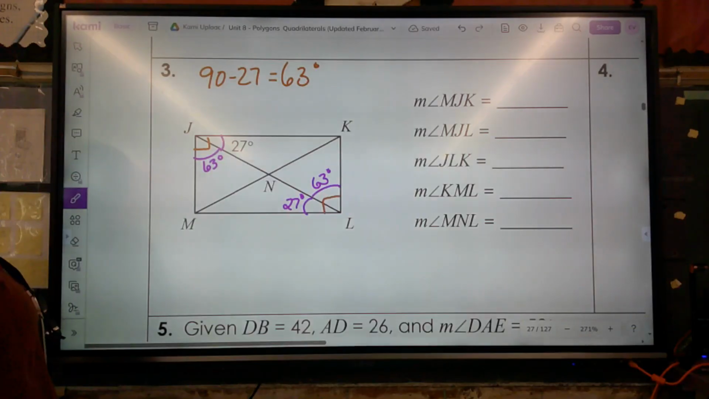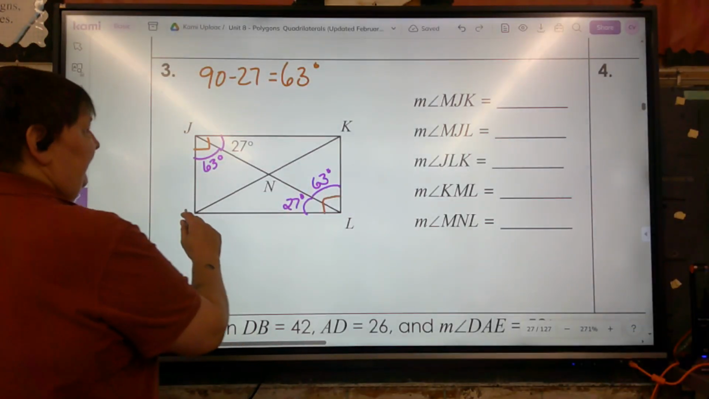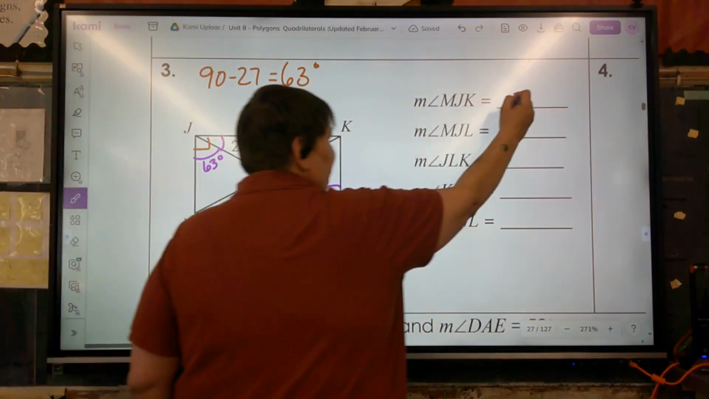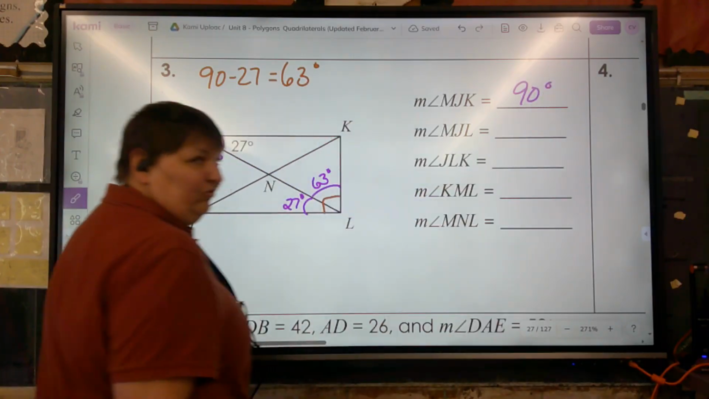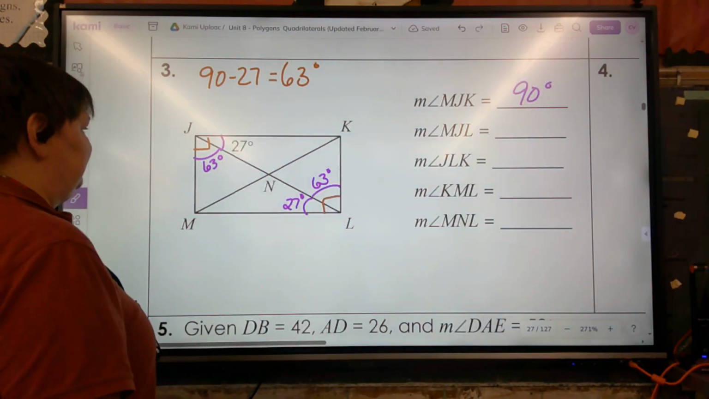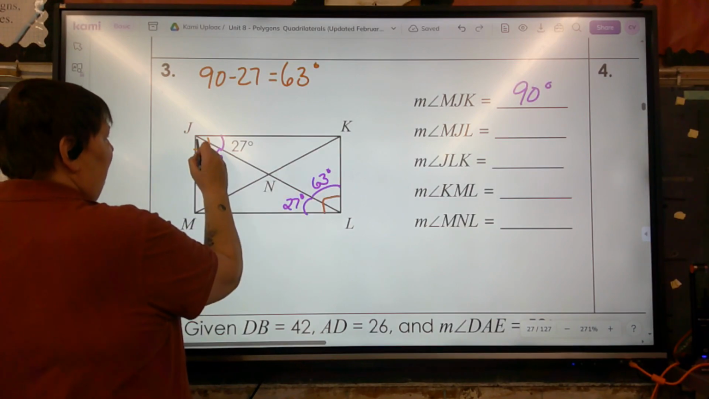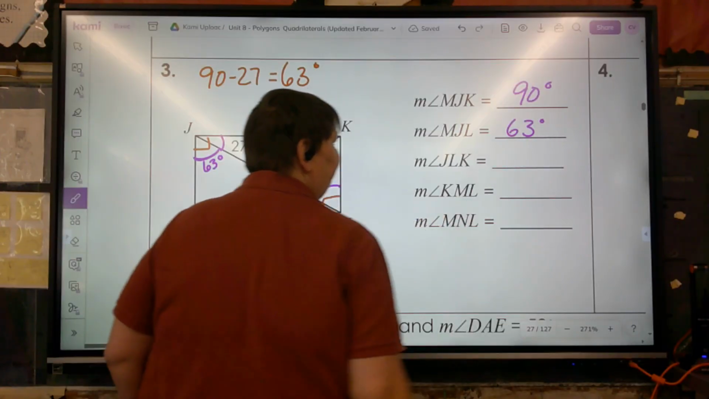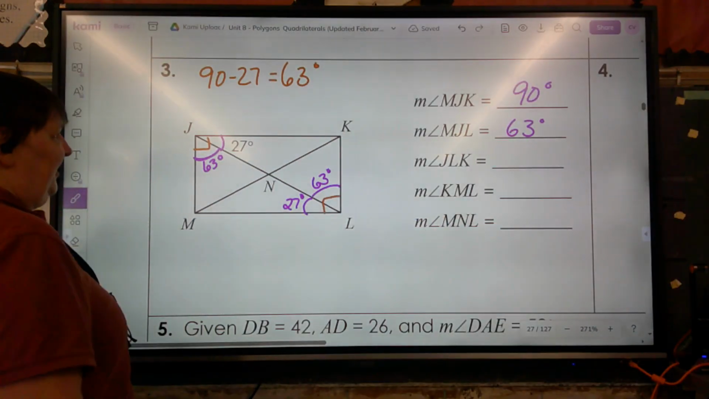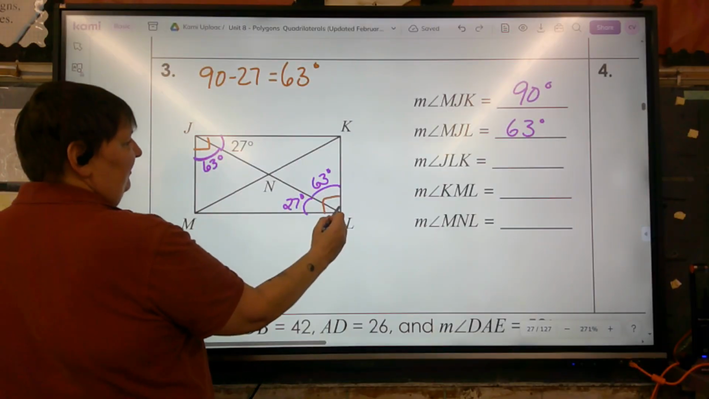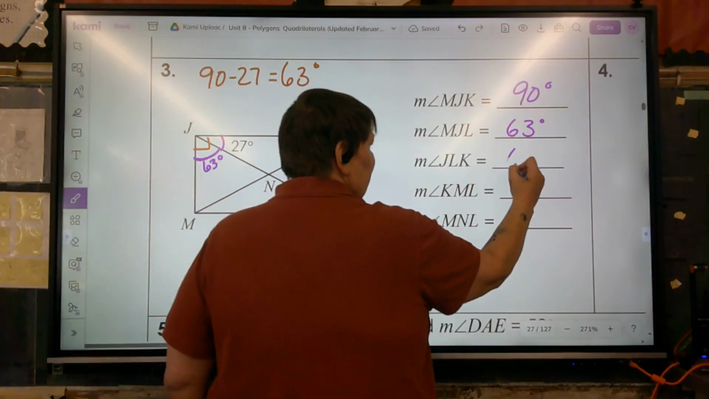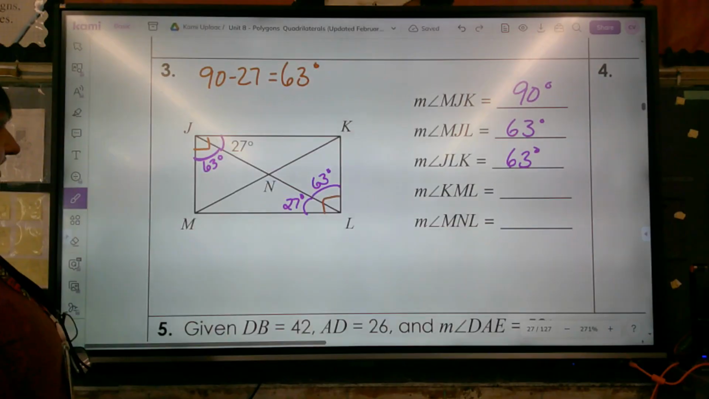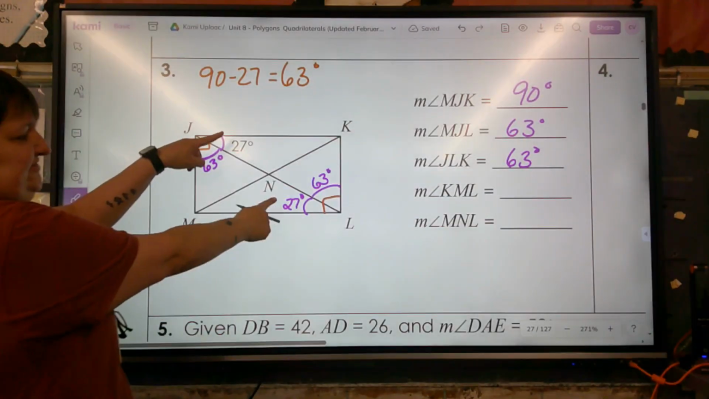Let's see if that's enough information. Angle of MJK. So it wants the total, which we know is 90. All four corners are 90. MJL, which means it just wants this piece, which is 63 degrees. JLK, just this piece, which is 63 degrees. And we knew that because of alternate interior angles. They're on opposite sides of the line.